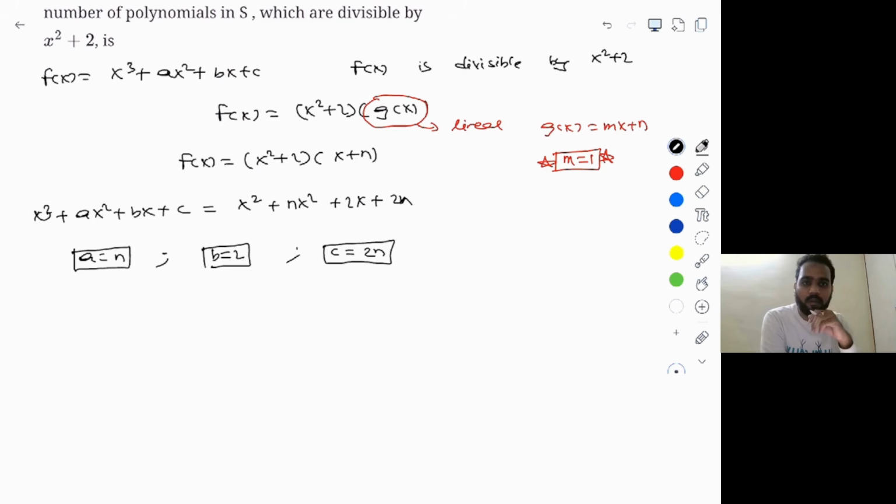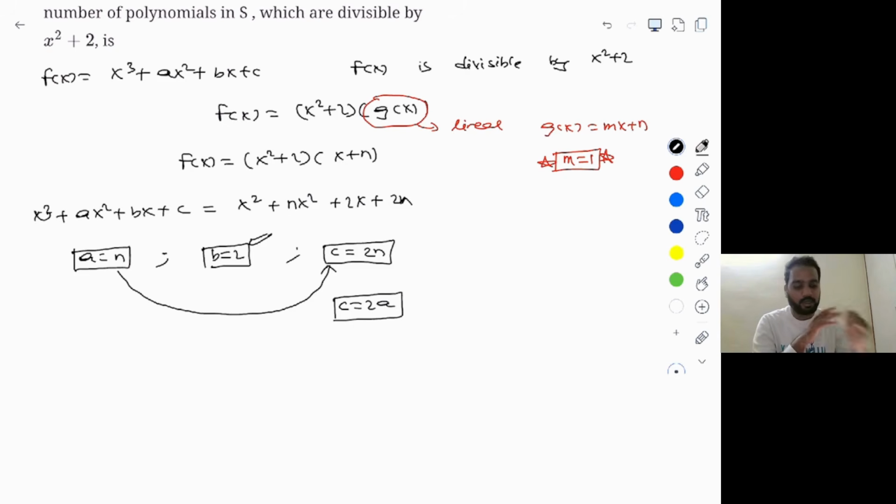Now, one thing is very clear. The value of b is fixed here because b is equal to 2. There is no change in that. So it's fixed. The only things that are varying here are a and also c. And most importantly, since we got a is equal to n, I can substitute that in the second condition and conclude that c will be equal to 2 times a. So we have established the relation between the values of a and c here.